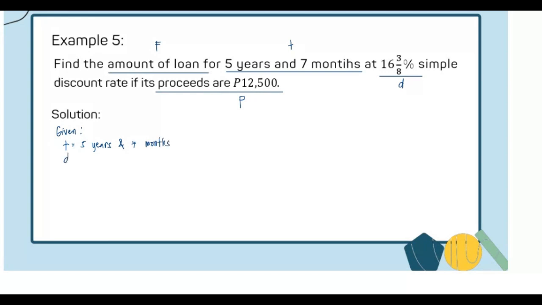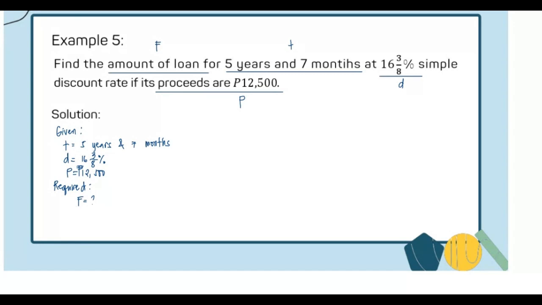Tapos, yung discount rate is going to be 16 and 3/8%. And then the proceeds is 12,500 pesos. And then for the required, so required natin, that's going to be F. And also, let's try to see if okay na yung mga values na ating gagamitin para sa formula.